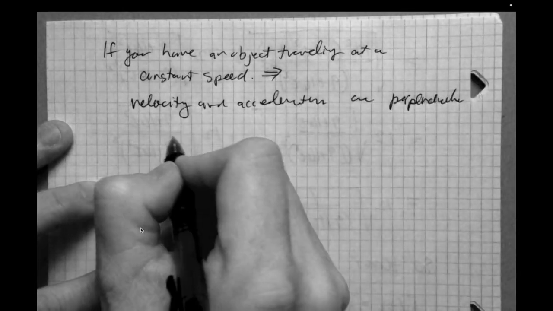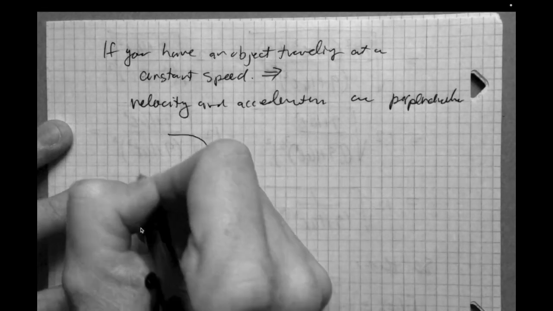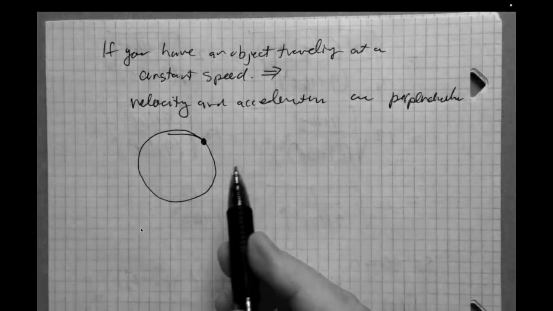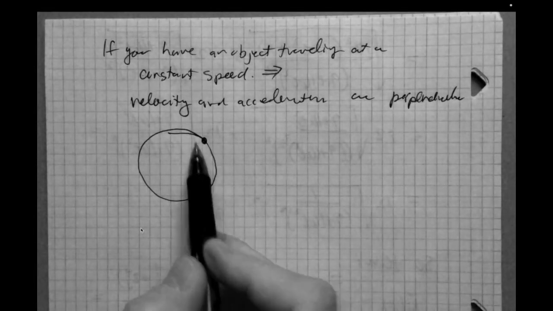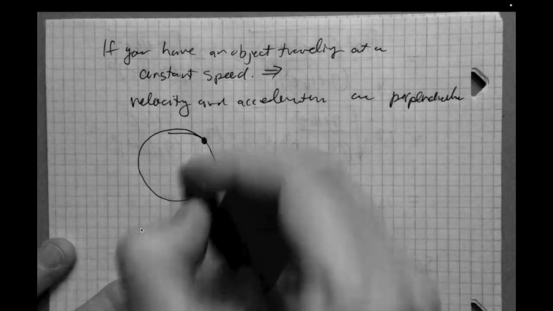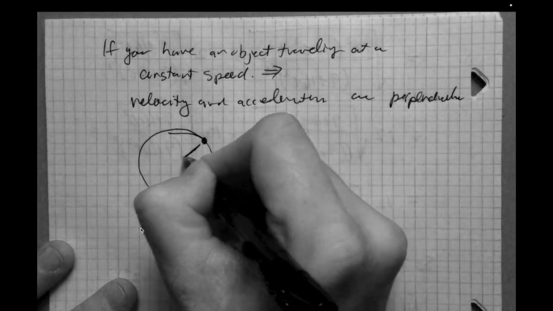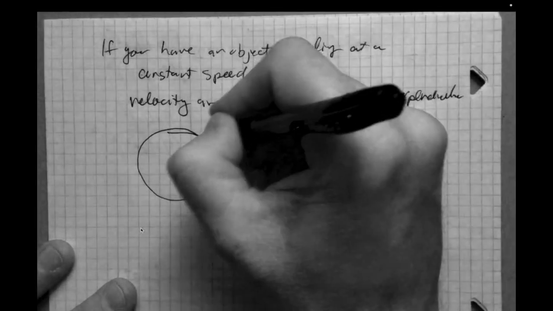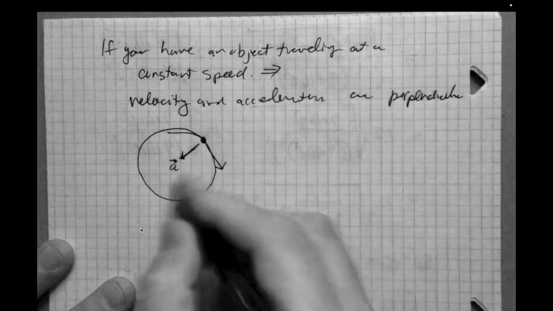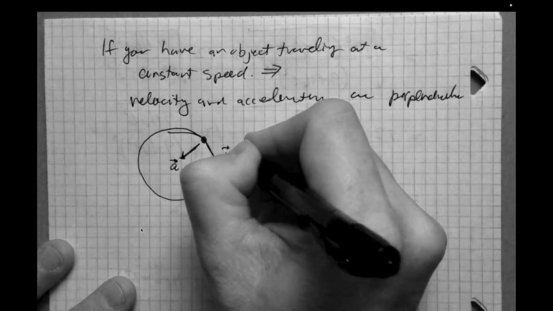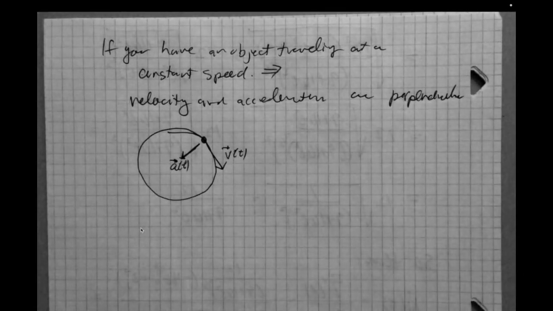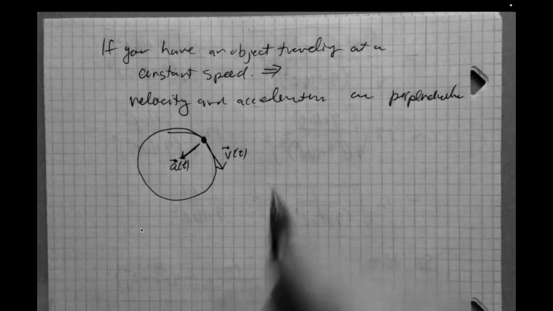right? So we saw that in the example we did last time, which was of a circle, where the velocity was always changing, but the speed, the magnitude of the velocity, was constant. And what we saw in that example was that the acceleration is towards the center of the circle, and the velocity is always perpendicular to that. Okay. Now, in general, so this is the case for objects traveling at a constant speed.